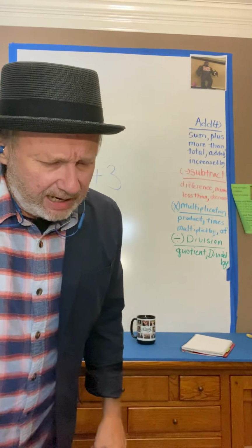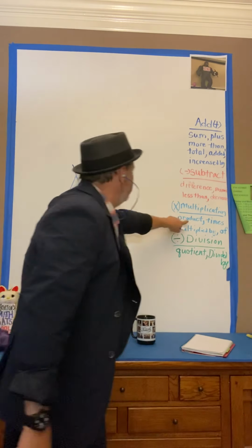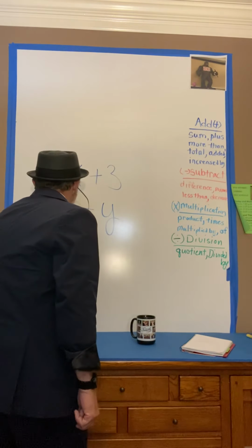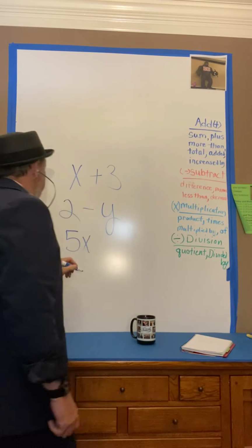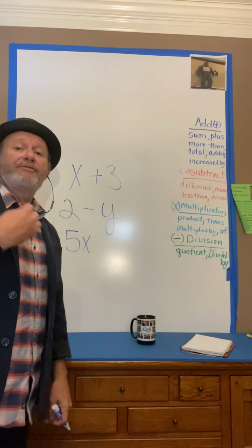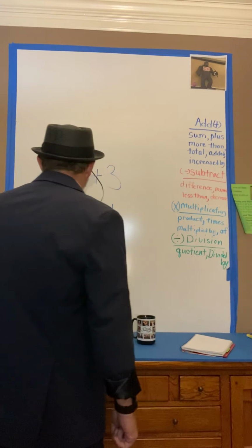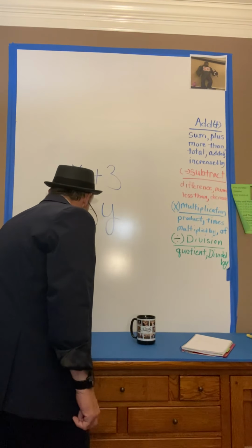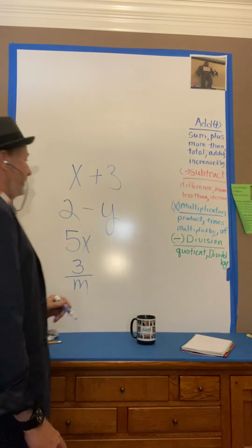Let's say the product of 5 and a number x. Well, product means multiply. The product of 5 and a number x would be 5x. And finally, the quotient of 3 and a number m. Quotient means divide. So that would be 3 over m.